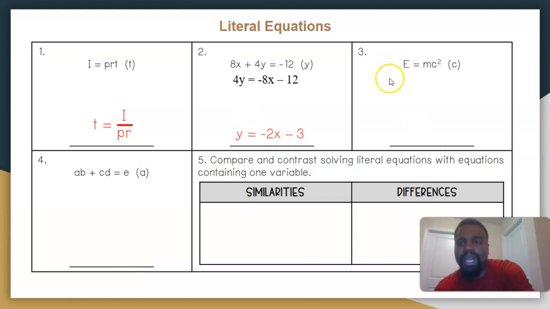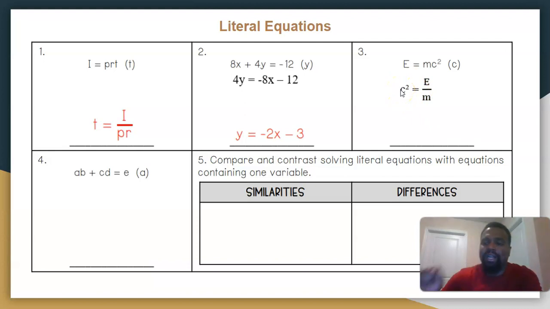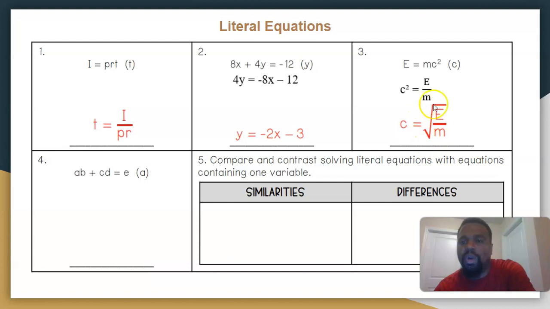All right, for number 3, I've got to solve for c. So the first thing I need to do is move m over to the left side. M times c squared, so that's multiplication. So to get rid of m, I have to do the inverse, which is division. So I get c squared equals e over m. But this is c squared. I need to get c. So I need to get rid of that square, and I need to do the square root. So c equals the square root of e over m.